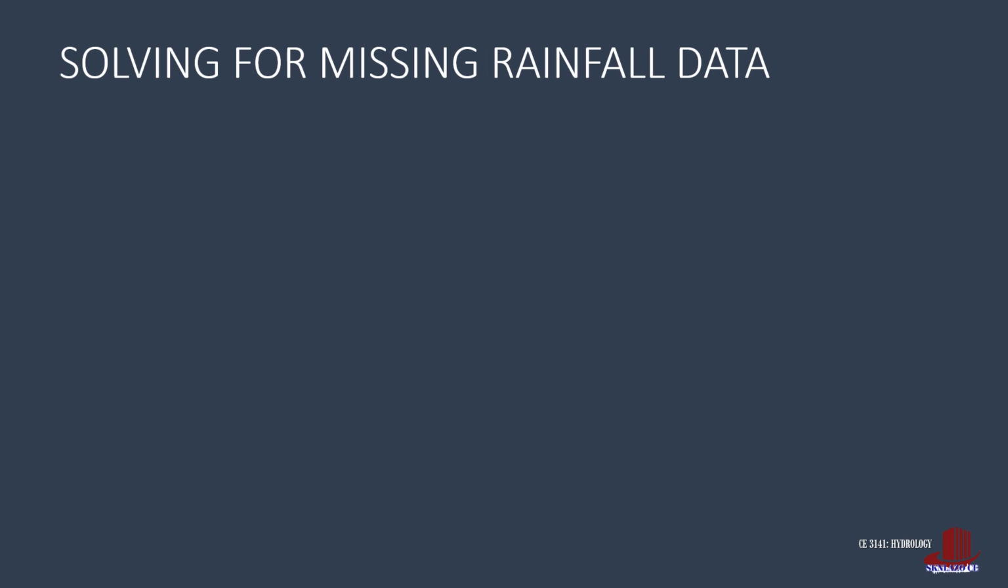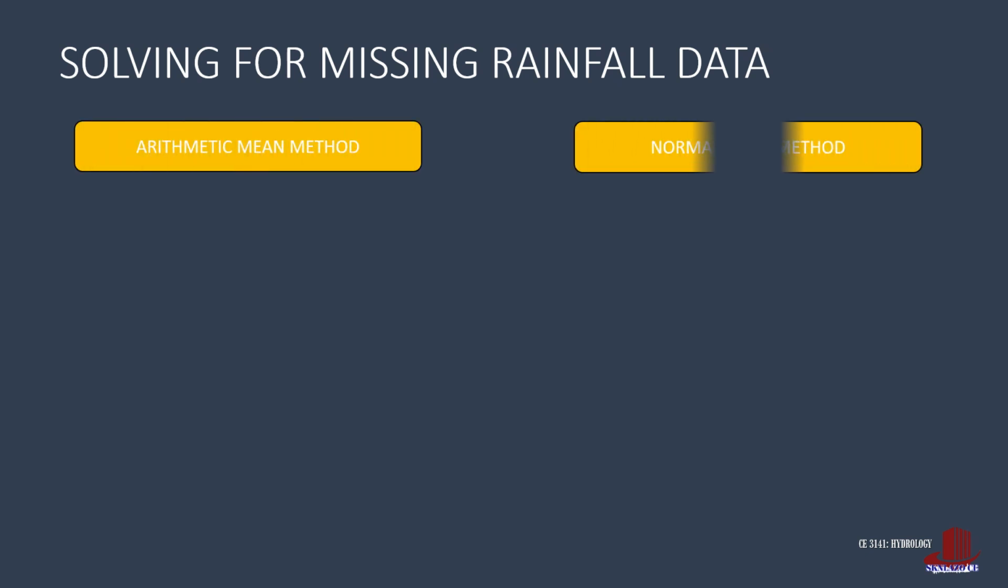Missing rainfall data happens when the observer isn't around or the instrument failed, but there are two ways to estimate the values. One is the arithmetic mean method, and the other is the normal ratio method. When do we use one method over the other?